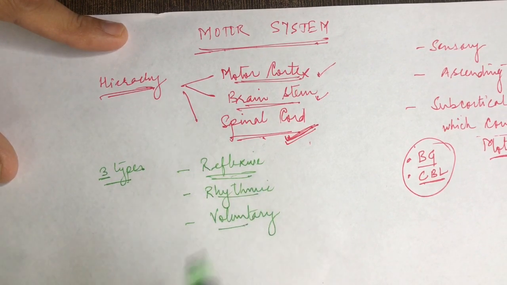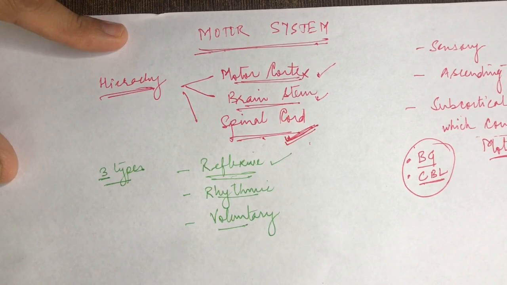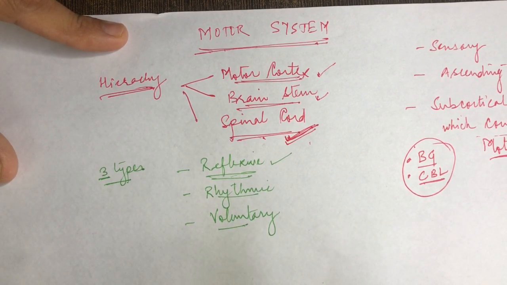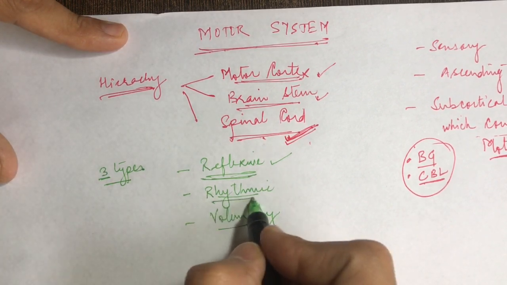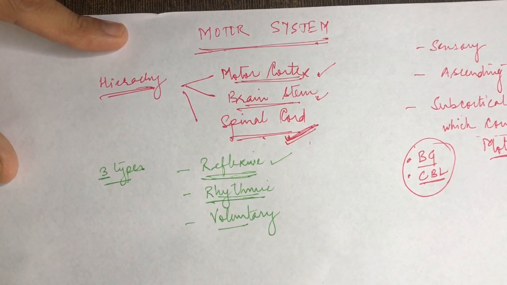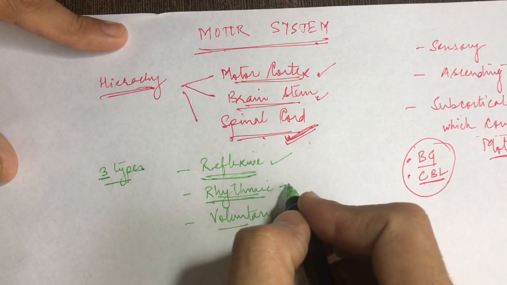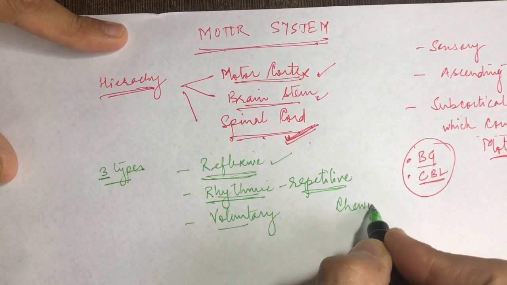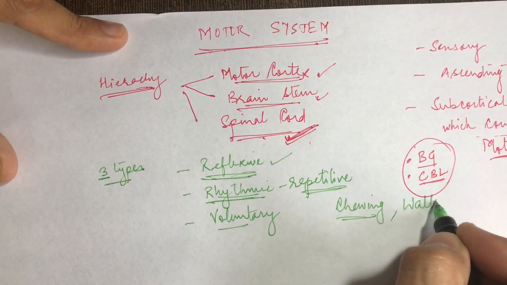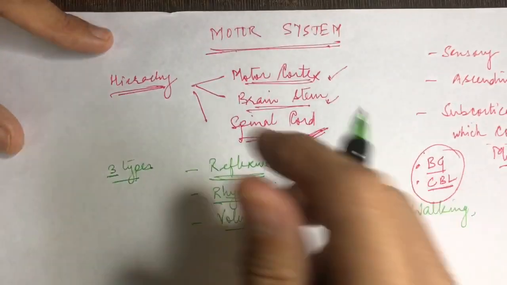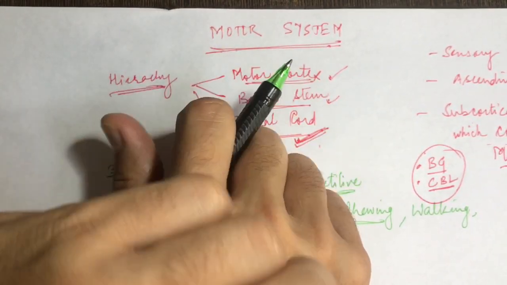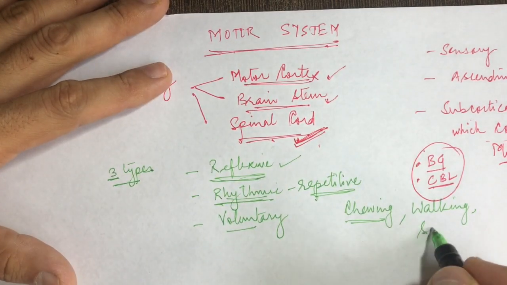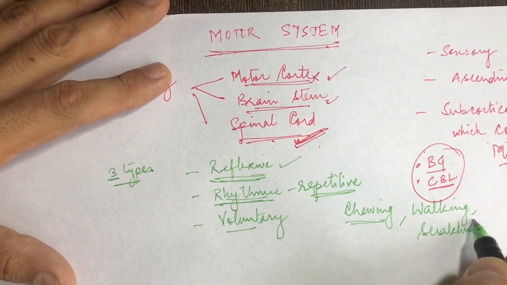Now what's the difference between these three? Reflexive, we have done the reflexes. What is a reflex? There is a stimulus and it will end up with a response without even thinking, right? That is a reflex. Rhythmic is in between reflexive and voluntary, we can say. Rhythmic, as the name itself suggests, is a rhythm. It's a continuous, repetitive movement. Examples are chewing, walking. Or say there is a mosquito bite, what will you do? You will keep on scratching like this. Continuous scratching. So all these things are rhythmic.